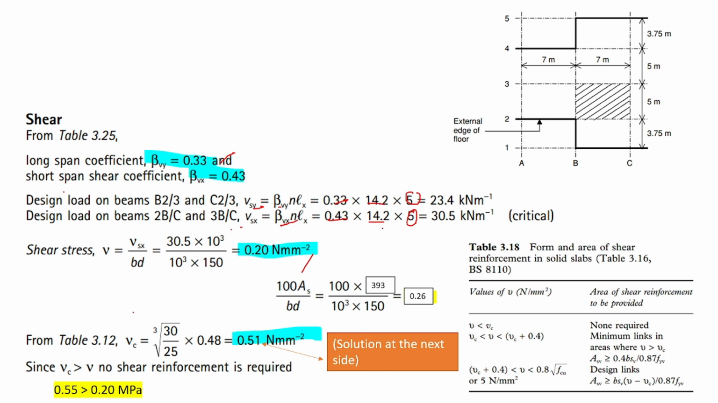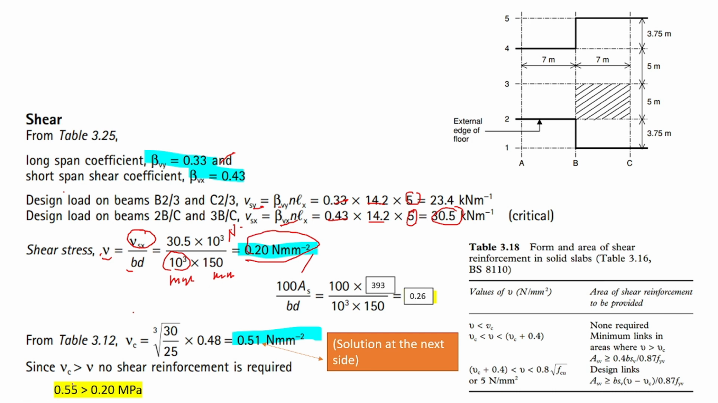This is the combined load, combined moment. The actual shear stress, this is V, the critical one that we are going to use. B is 1000. Take note, this is Newton, this is millimeter, and this is also millimeter. 10 to the power 3 is 1000. So this is the actual shear stress.